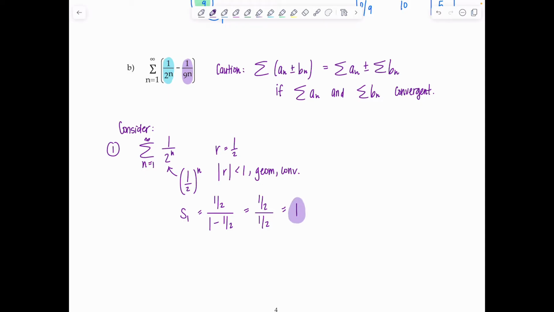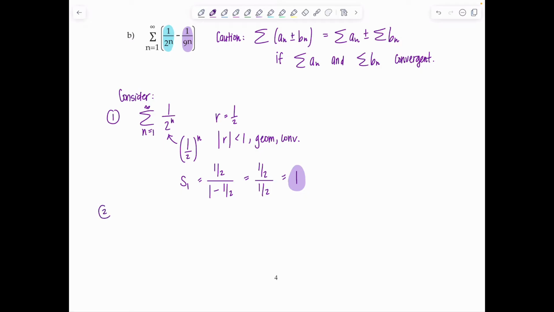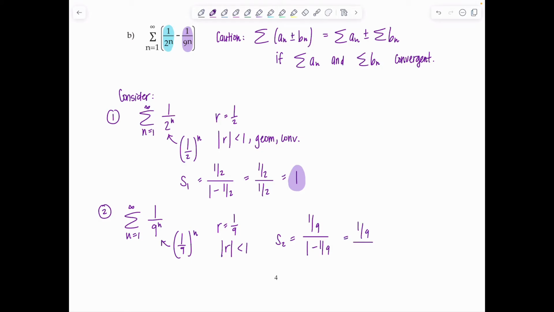Now let's tackle the second little series. We have the sum n equals 1 to infinity of 1 over 9 to the n. Remember, that's the same as 1/9 to the n. R is 1/9. The absolute value of r is less than 1. Same reason, geometric and convergent. So sum 2 is going to be the first term, 1/9, over 1 minus 1/9. So that's 1/9 over 8/9, which is 1/8.